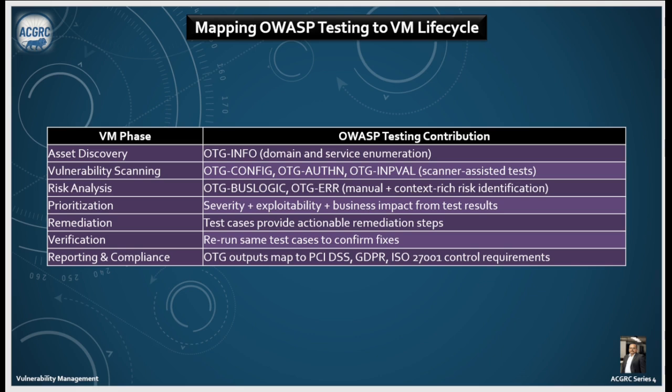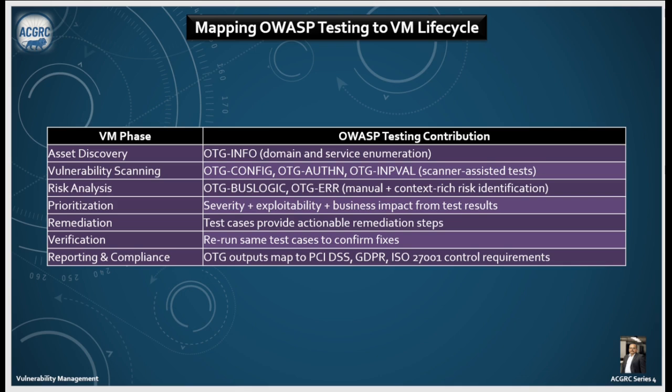When it comes to prioritize, from a VM perspective, it ranks vulnerabilities based on business impact, exploitability, and exposure. When it comes to OWASP, how does it contribute? Well, many of the tests in OWASP simulate real attacks, showing how dangerous a flaw really is. It helps teams recognize high-risk flaws like broken access control or sensitive data exposure. It can be aligned with risk scoring methods like CVSS or contextual analysis.